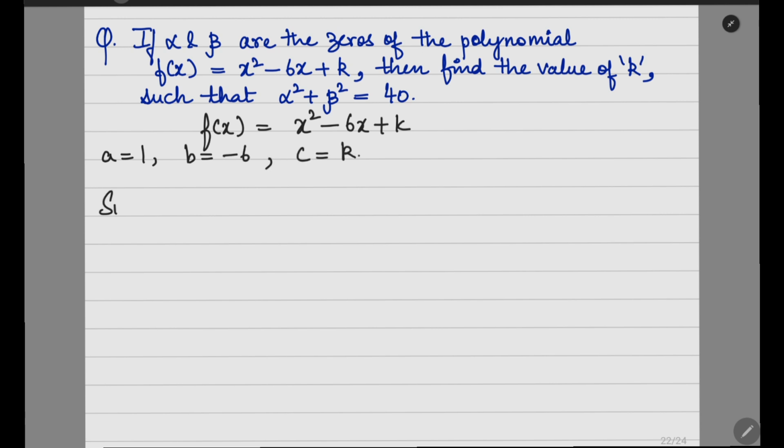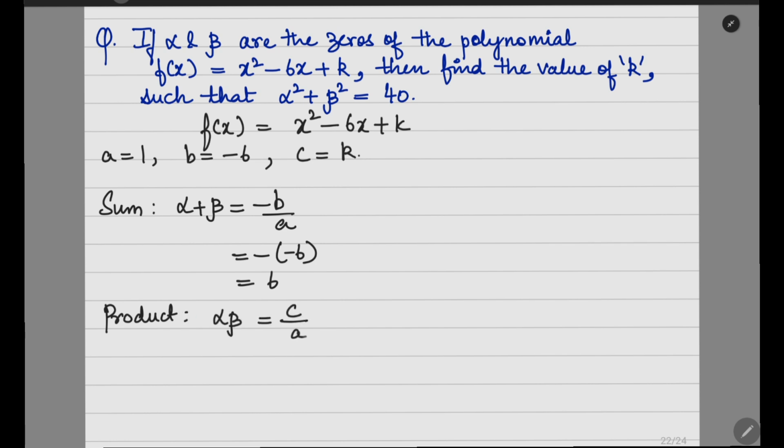Quickly calculate the sum. Alpha plus beta is equal to minus b by a. So what is alpha plus beta? Minus of minus 6 by 1, that is equal to just 6. Okay. Find the product. What is the product? Alpha beta equal to c by a. So it is nothing but just k.